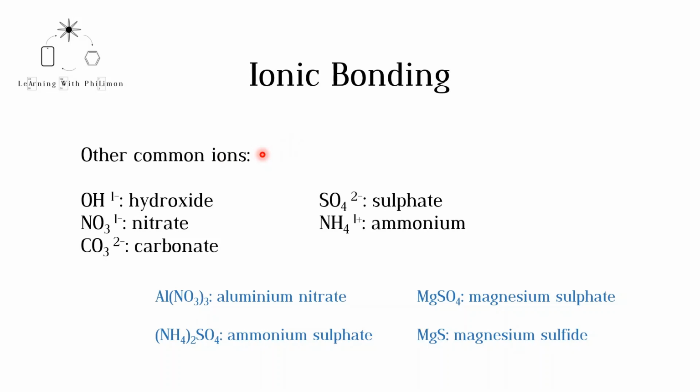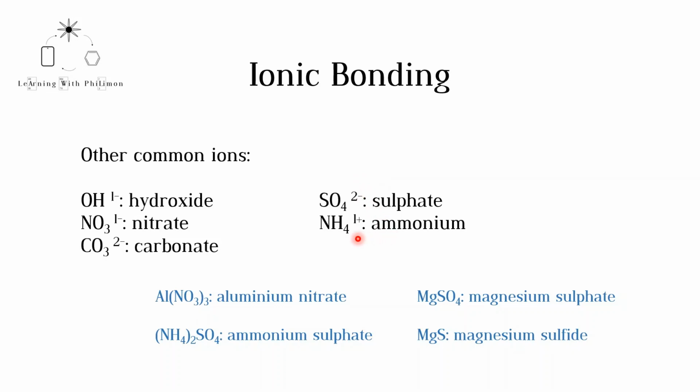However, you will encounter ions that consist of more than one element. You cannot figure out the charge of the ion using the periodic table. Therefore, you should memorize these ions. We have the hydroxide ion, OH1-, the nitrate ion, NO3 1-, the carbonate ion, CO3 2-, the sulfate ion, SO4 2-, and the ammonium ion, NH4 1+.